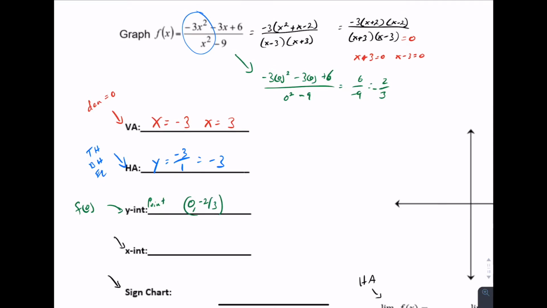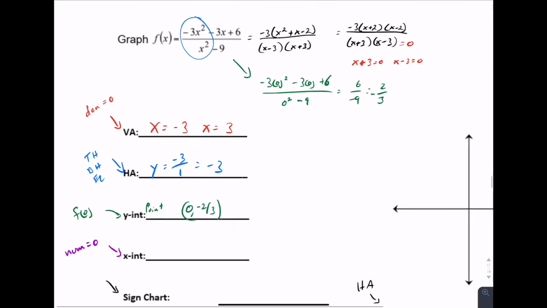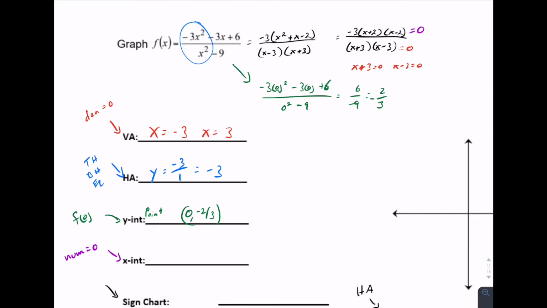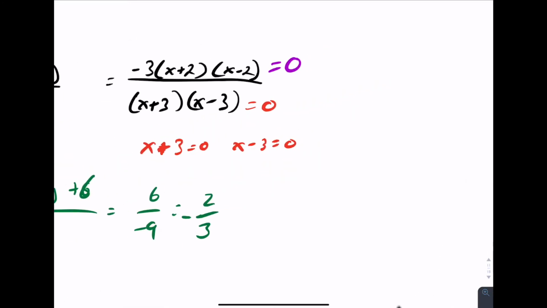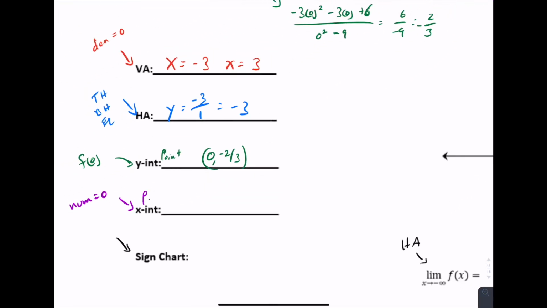For the x-intercept, you set the numerator equal to 0. Okay, so what color can I pick for that one? Let's say purple. So you set the numerator equal to 0 and you solve it. So negative 3 equals 0, that makes no sense. x plus 2 equals 0 and x minus 1 equals 0. So we have our two x-intercepts, and these again, they're points. So it would be (negative 2, 0) and (1, 0).